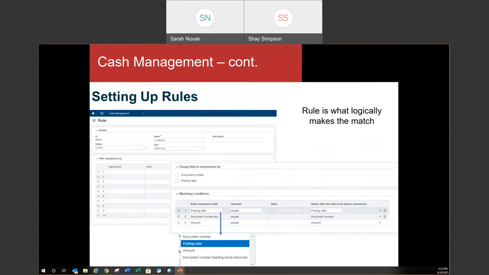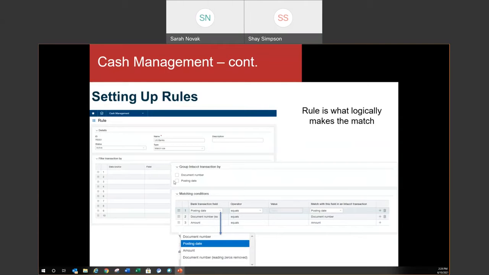Oftentimes from the bank feed, we see that the bank brings over, instead of check 1, 2, 3, 4, it may have 3 preceding zeros before that check number. What that's going to do is take our bank transaction, shave off those preceding zeros, and then match it up to our document number within Sage Intacct.